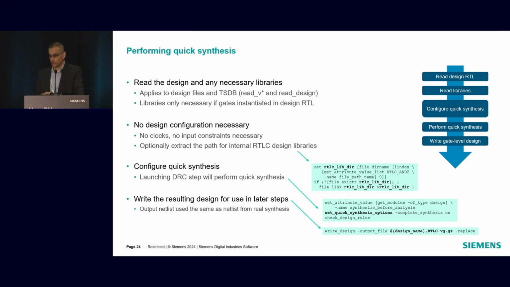There are different options you can use to do that. So here you can see, you read the design, libraries, and set quick synthesis options. There are a couple of options in that command you can specify. When you issue the command check design rules, which is when we run DRCs, that essentially performs quick synthesis under the hood. So after you've done check design rules, you now have a synthesized version of your design in memory, and you can write it out using the write design command and use it for your next step. For example, you can run ATPG, or first do scan insertion, then do ATPG on it.